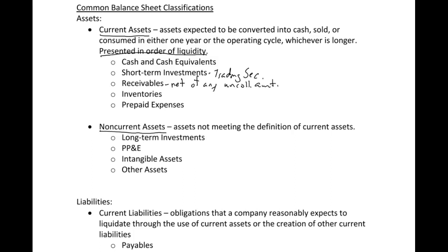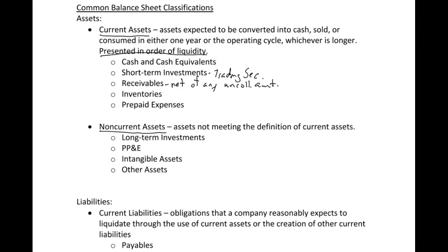So meaning if we have an allowance for doubtful accounts, which we'll get to in the receivable chapter, we will net that against the gross amount receivable. So the net number on the balance sheet will be how much we expect to actually collect of that balance. Inventories, you must disclose the valuation method, whether it's lower of cost or market or whatever, how you're valuing it, and also the cost flow, meaning FIFO or LIFO. And we'll get into all that when we get to our inventory section.